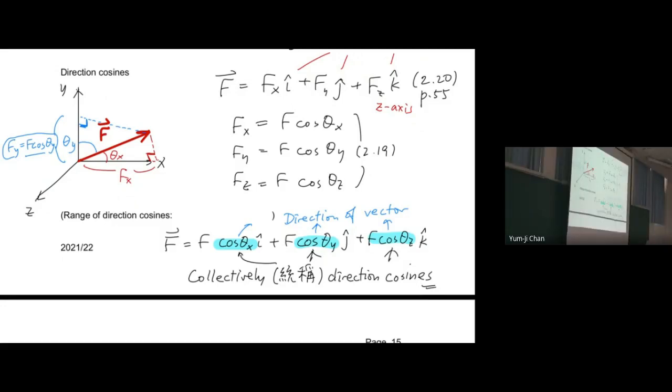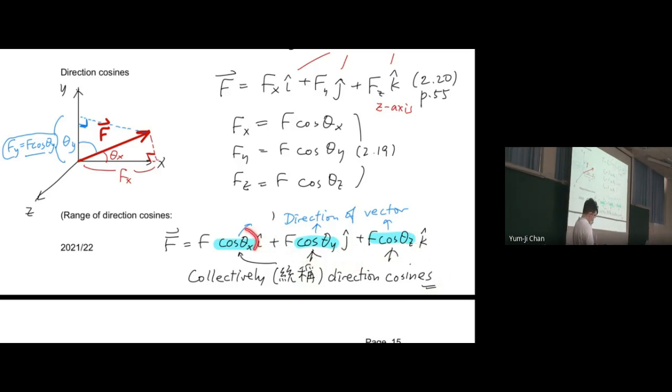Okay, so let's go on with our notes. Because these three are called direction cosines, remember, if I ask you to determine the direction cosines, it means you need three values in your answer. If I ask you to determine direction cosines for a vector, you need three quantities. You need three values for the answer.